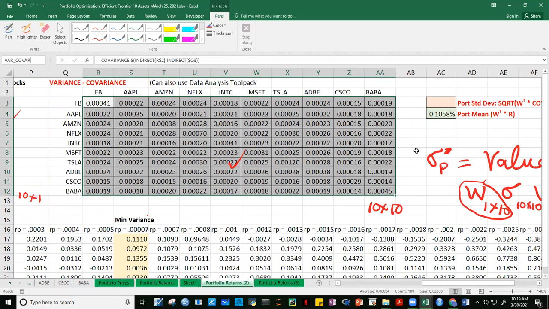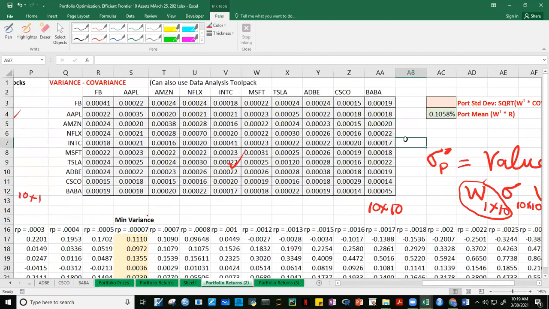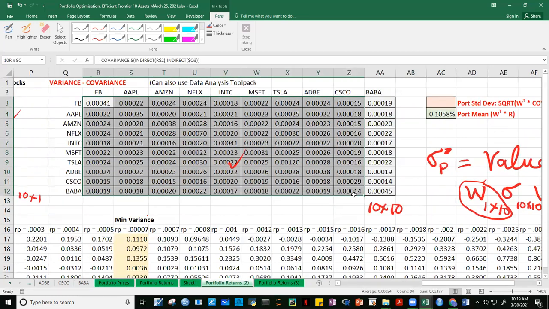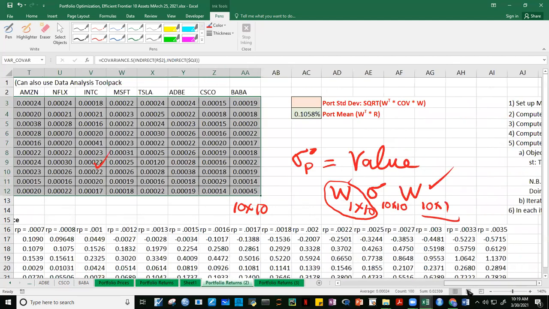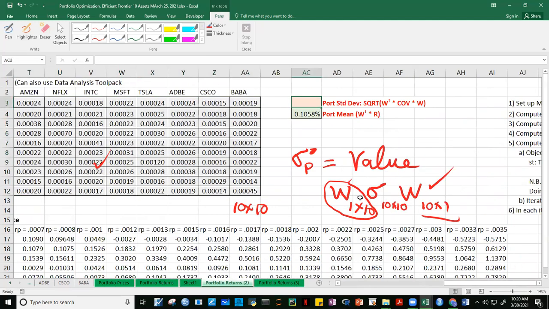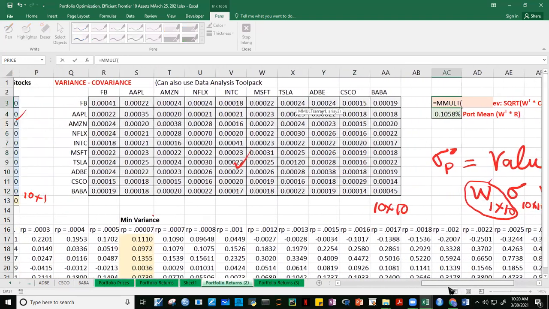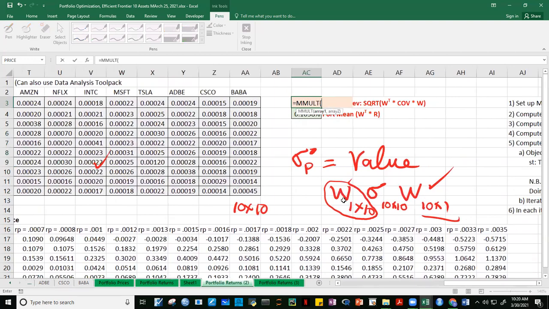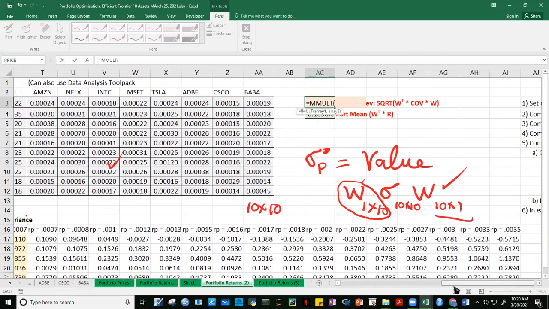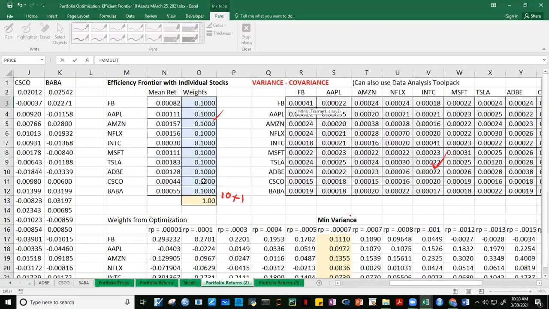Control Enter. Enter natin. Okay, so may pangalan na to. If I highlight this, ayan, var cover. Okay, sige, M-mult muna natin itong dalawang to, Luisa. So this is equal to M-mult ng ano? Yung W1 by 10. Kaso yung matrix natin dito, 10 by 1.